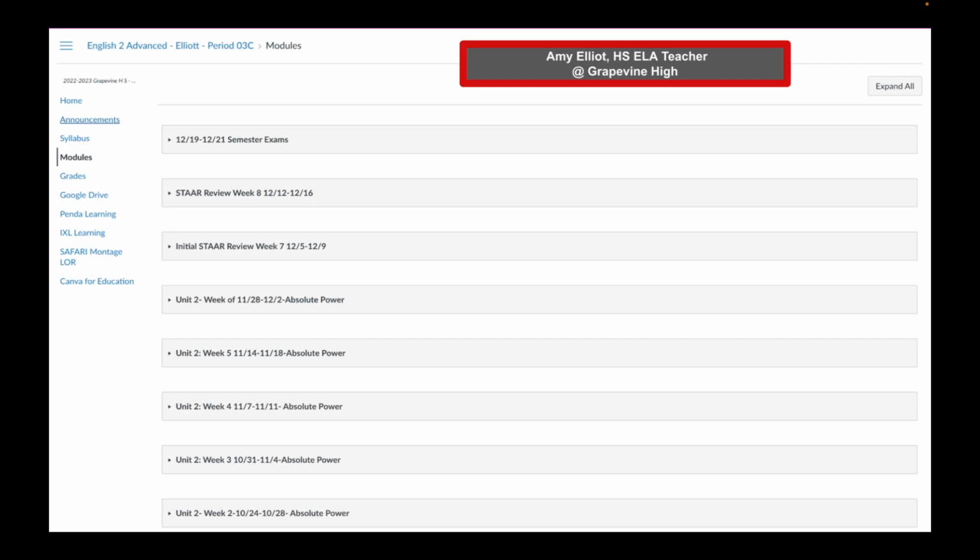My next example is Miss Amy Elliott, a high school ELA teacher at Grapevine High. She also likes to organize her modules according to units. Notice the dates next to the unit, which is a great habit to get into when naming your modules.